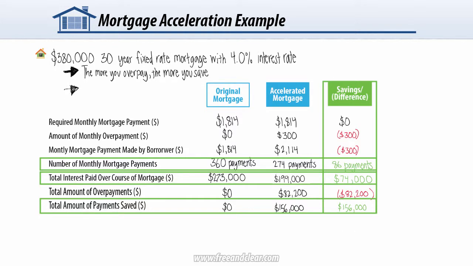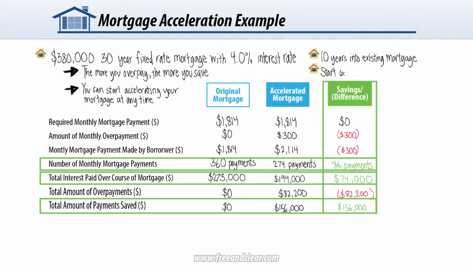Another important point to highlight about mortgage acceleration is that you can start accelerating your mortgage at any time. Even if you are several years into your mortgage, you can apply mortgage acceleration to reduce your remaining mortgage term and interest expense. Let's take a look at an example where the borrower is 10 years into an existing $380,000 30-year fixed-rate mortgage with a 4% interest rate. Let's say the borrower overpays his or her monthly mortgage by $200 per month at the start of year 11. In this example, the borrower makes only 325 monthly payments instead of 360 and pays only approximately $250,500 in interest expense over the life of the loan.